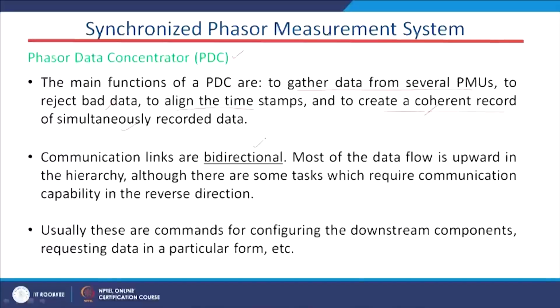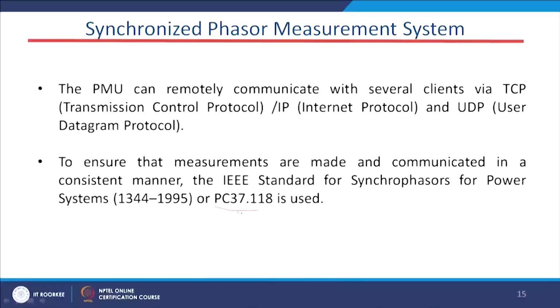The communication links are basically bidirectional, and mostly the data flows from the PMU to the PDC, and sometimes the PDC also speaks to the PMU. The standard which is maintained for this PMU or synchrophasor measurement system is basically the PC 37.118. This IEEE standard is used to specify all the requirements and guidelines for maintaining the PMU inside the wide area monitoring system.